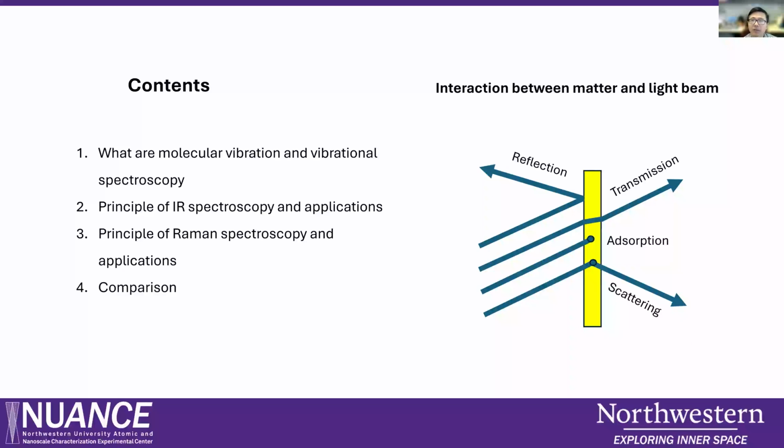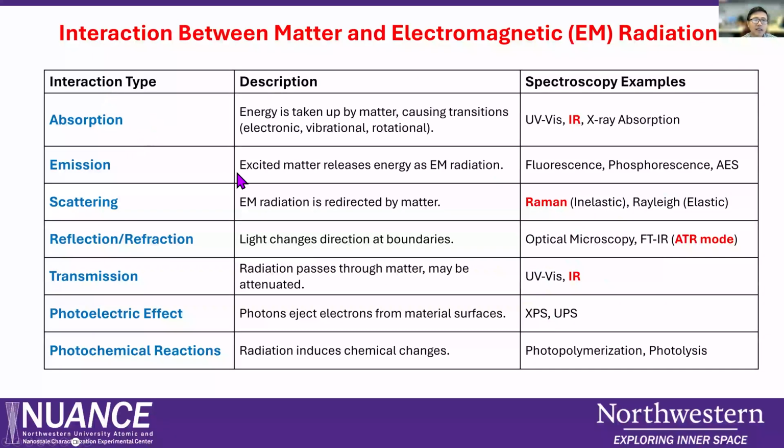The interaction between the matter and the light beam can be reflection, transmission, absorption, and scattering. Based on this interaction, they can develop different analysis techniques. Like absorption, they can get IR. Transmission is also used for IR. For emission, they can get fluorescence. And scattering gives Raman spectra. Reflection is like optical microscopy, and the photoelectric effect gives XPS, UPS. Based on the interaction, these different spectroscopies are developed.